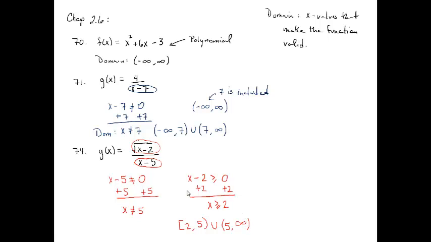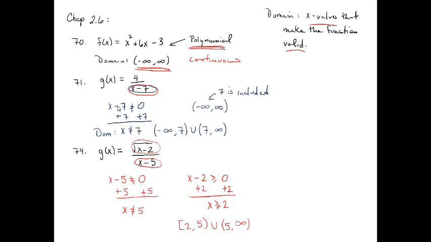Okay, so let's recap quickly. The domain means x values that make the function valid. What x can I plug into here and get something back? Well, 70 is a polynomial, and all polynomials are continuous. Therefore, their domain is all real numbers. 71, the problem was my denominator, x minus 7. I cannot divide by 0. So if I plug 7 into my denominator, I will end up with a 0, which is not possible. Therefore, 7 cannot be inside my domain.